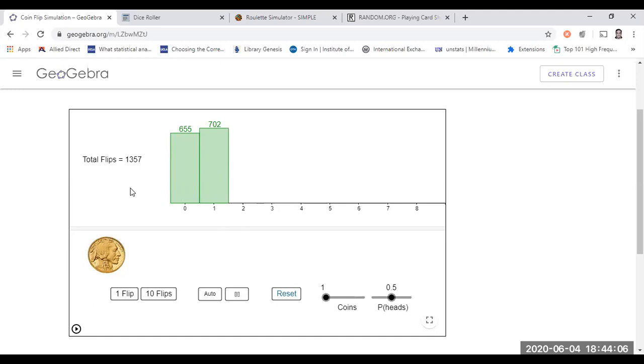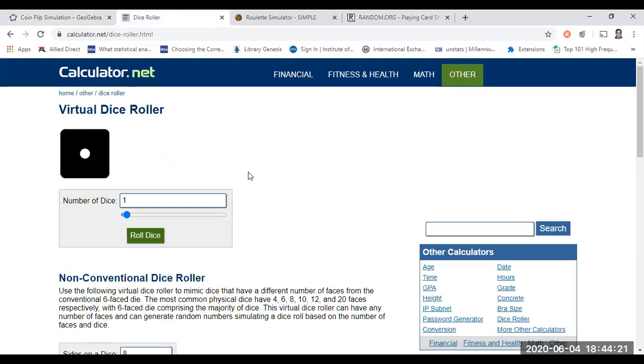There are statisticians who have done this actually 60,000 times, these flips, and they've gotten almost equal number of heads and tails. But this was for a single coin. Okay, let me take you to a dice roller now. In this experiment, I'm sure you have played Ludo at home. I'm just taking a single die here. This is a single die.